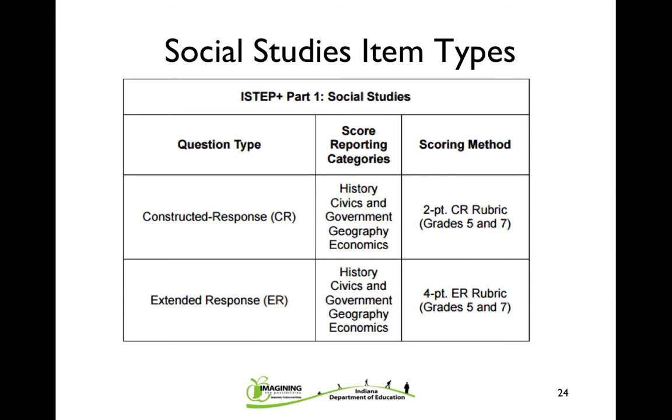The ISTEP Plus Part 1 Social Studies assessment consists of two test item types, constructed response and extended response. For science and social studies, the rubrics that are used to score the items are specific to the items with which they are associated. In social studies and science, student responses are scored on the clearly defined requirements set out in the rubrics.